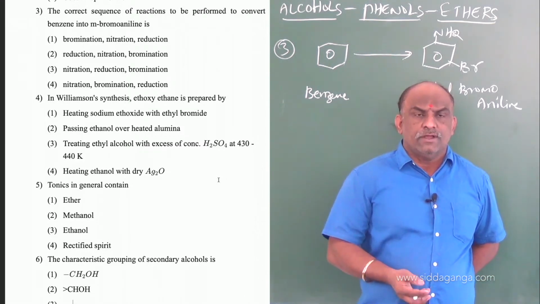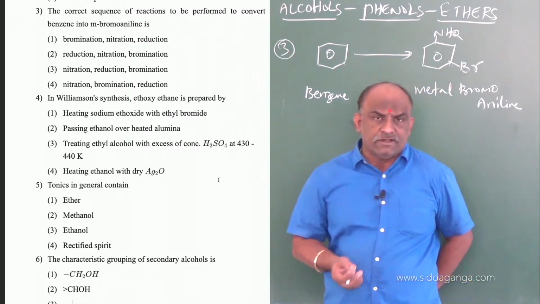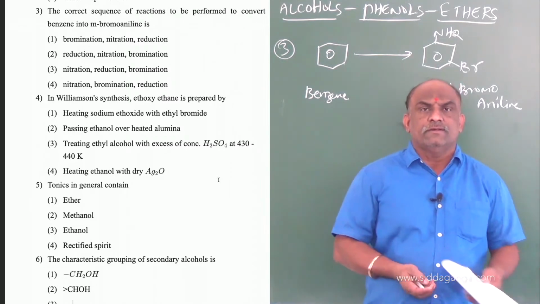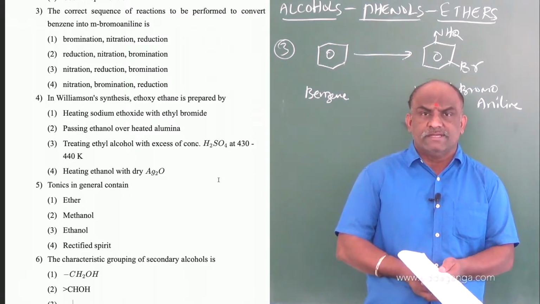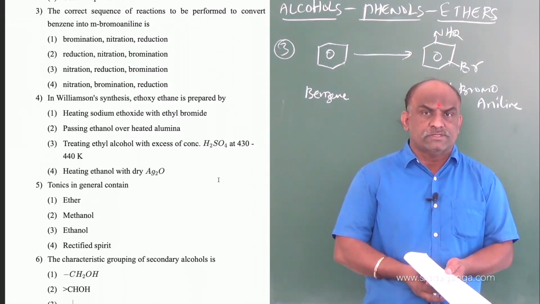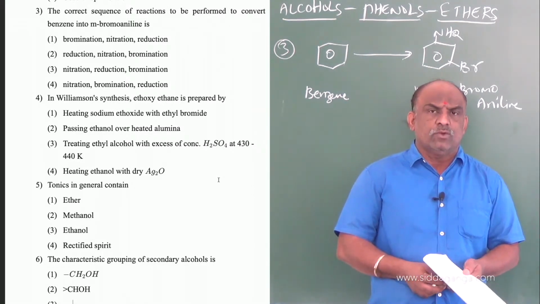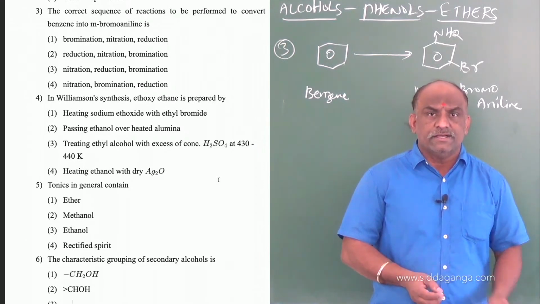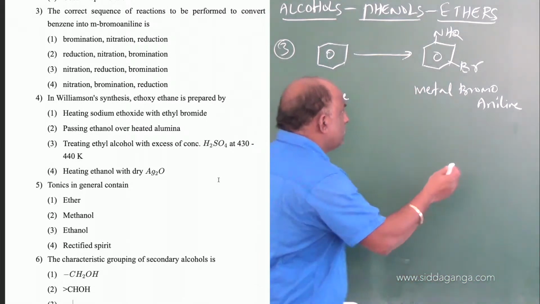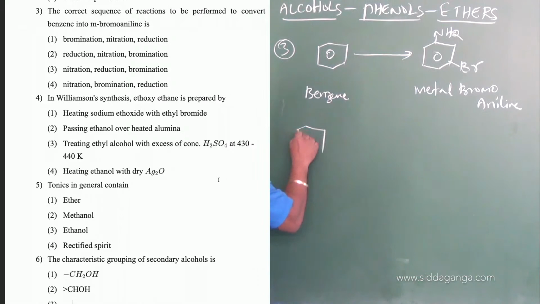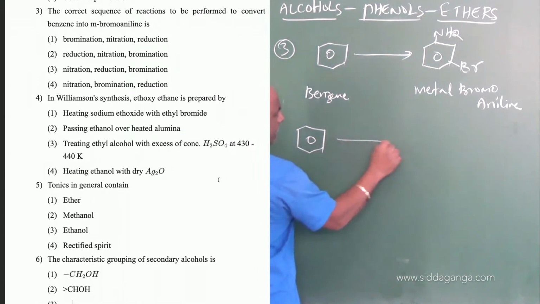Already we know that. In a previous class I gave one trick to find which groups belong to -M and +M according to their group numbers. If the group numbers of the elements are in ascending order, that is a -M group. If the group numbers are in descending order, that is a +M group. Simple. You observed this conversion. This was benzene.